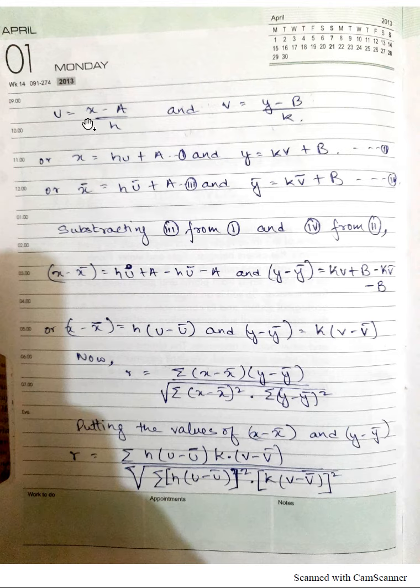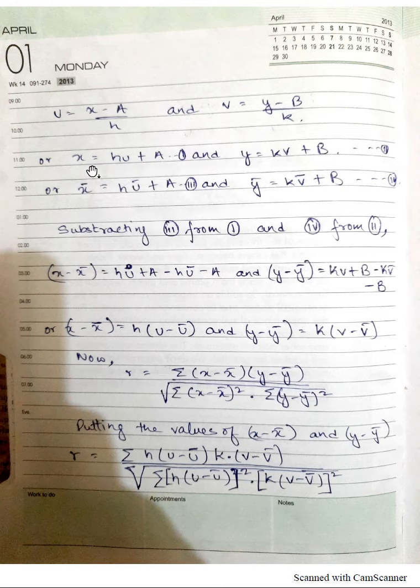Now we cross multiply it and we express it in terms of x. We get x is equal to u into h, hu, a goes to the other side, it becomes plus a. So x is equal to hu plus a, and similarly y is equal to kv plus b. We cross multiply it and we take b to the other side, it becomes kv plus b. We take it as equation 1 and we take it as equation 2.